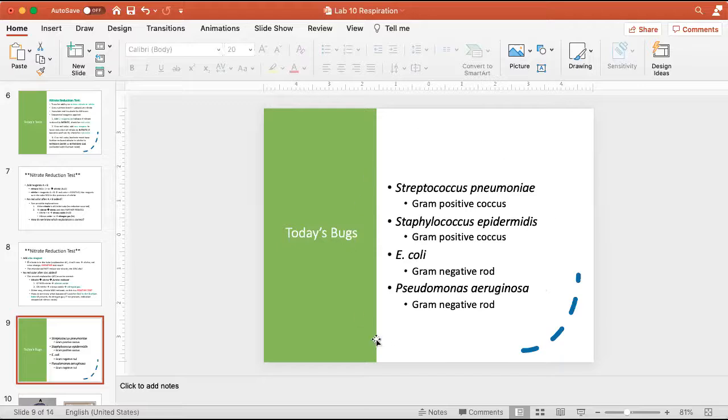Remember, all of these organisms can be found in the human body and not necessarily be pathogens. But there are strains of these organisms that can be pathogenic. Streptococcus pneumoniae and Pseudomonas aeruginosa especially can have some pathogenic strains that can cause disease.